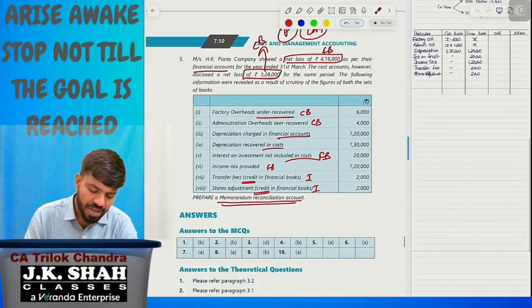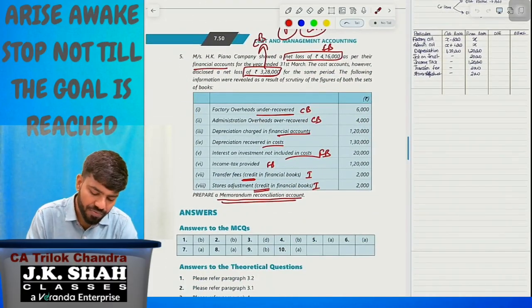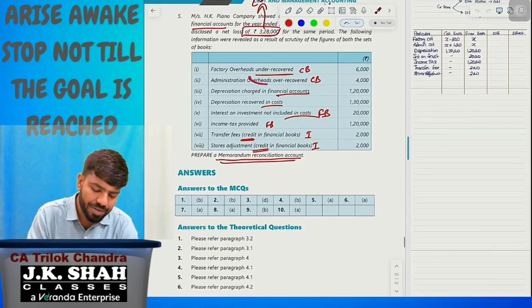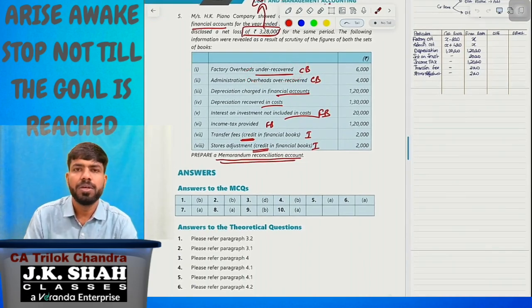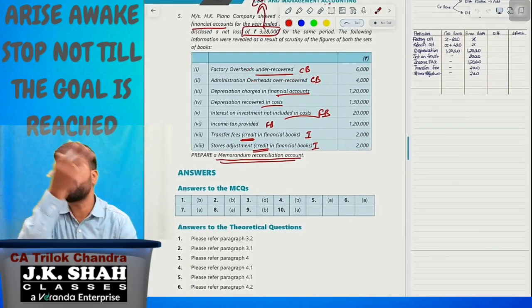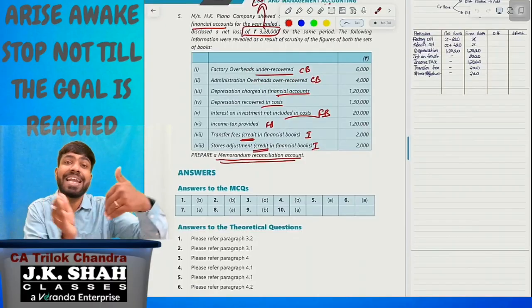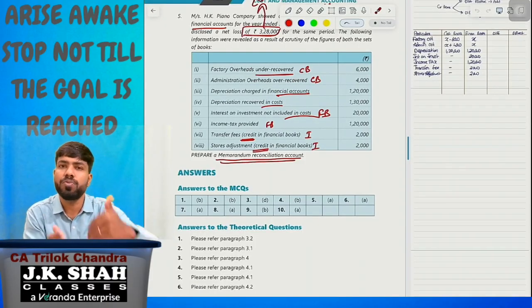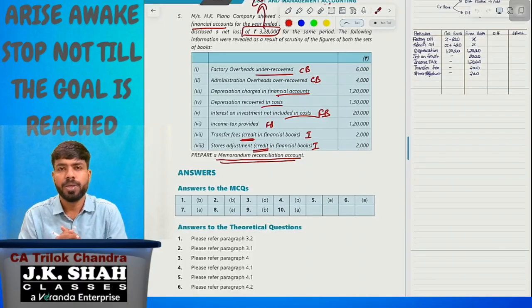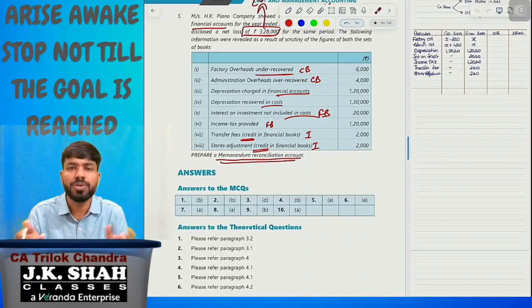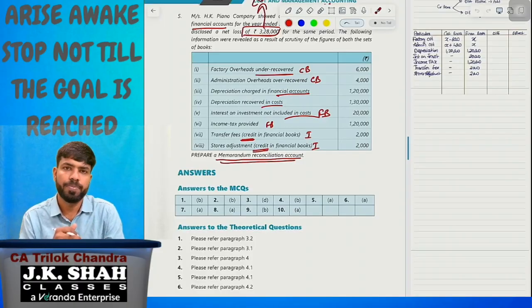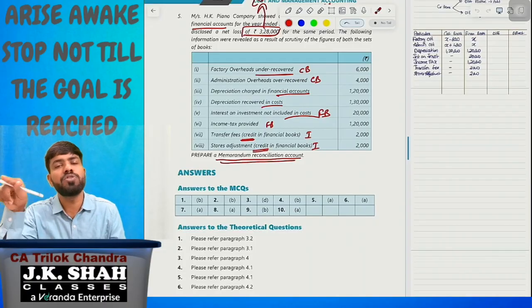Factory overheads are under accounted. We don't know how much is the total. We know only the under accounted amount. What they gave in the question is only the under accounted amount, that is 6,000. But we don't know what the actual is, so I'm assuming it as X.